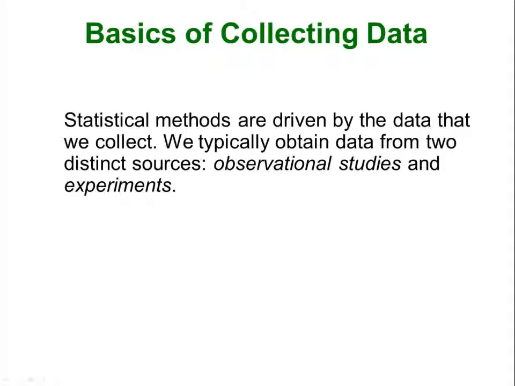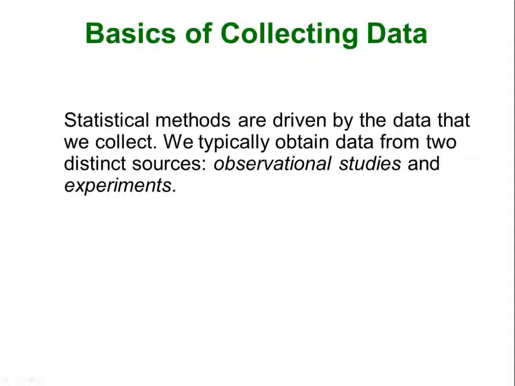Statistical methods, right? The types of things we can run are driven by the type of data that we have. If we have numerical data, we can do certain types of analyses. If we only have qualitative data, then we're limited to only certain types of analyses. So the type of data we have really drives the type of analyses we can run. So oftentimes when we're designing our research projects, we have to think about what kind of analyses we want to run and then make sure that we're collecting the appropriate kind of data.